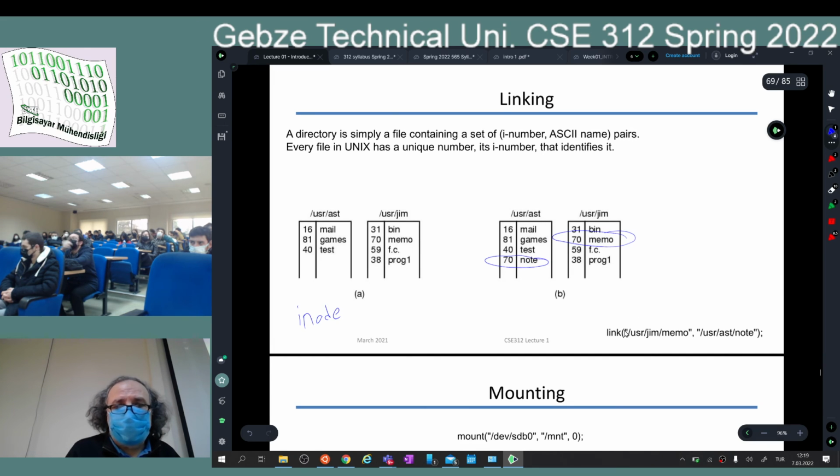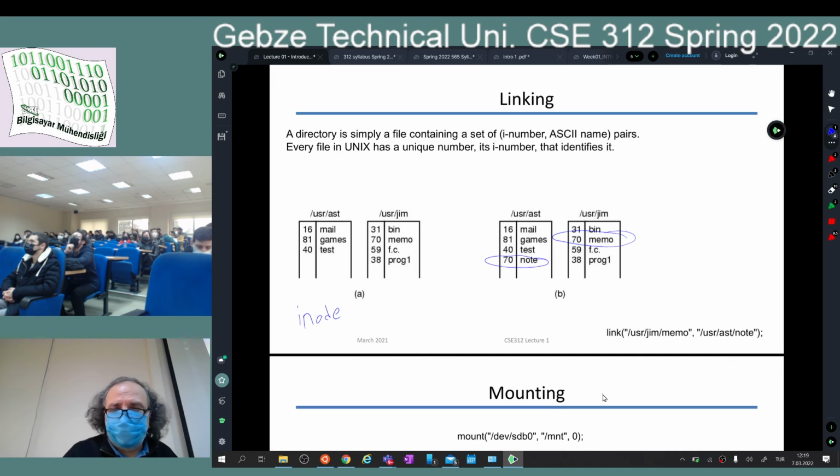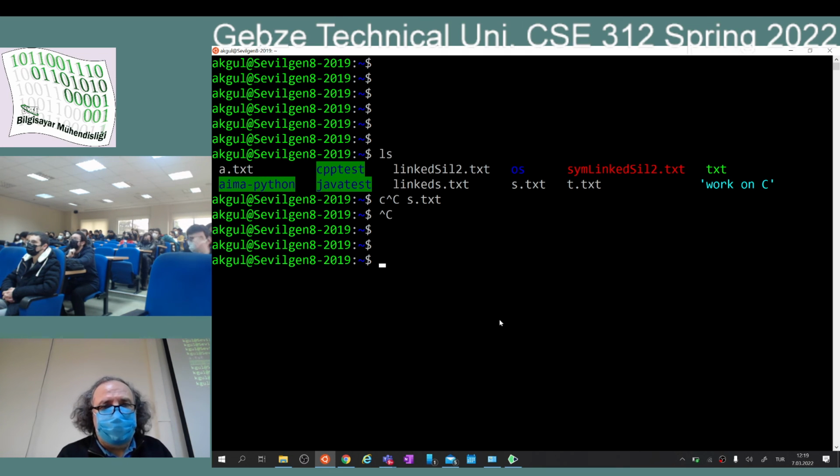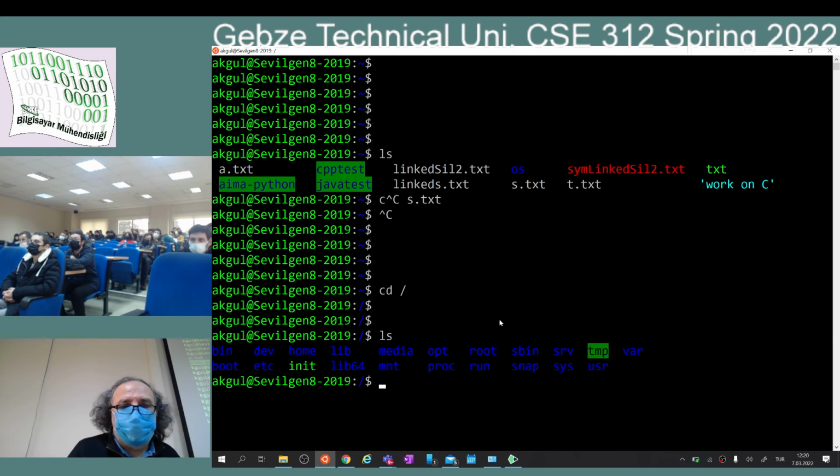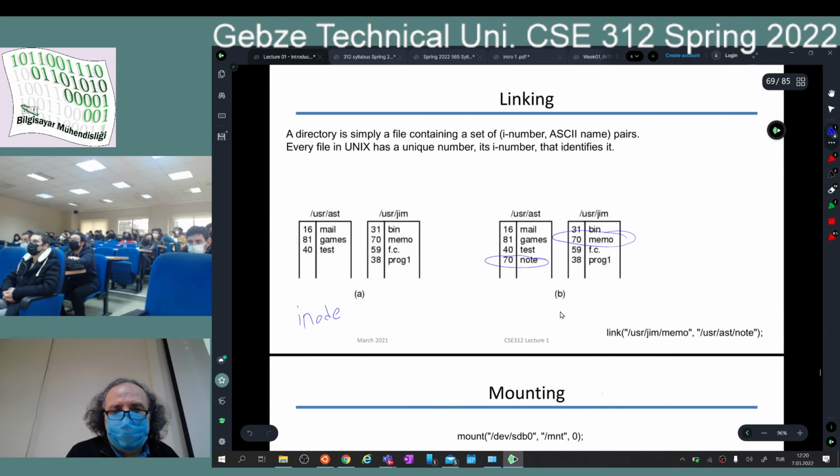Mounting is another Unix specific thing. Remember, for some reason my screen froze up. For example, there is only one root directory in Unix, and everything has to be connected to this one. But what happens if I have more than one hard disk? How am I going to connect it to this structure? So you do the mounting. Okay, you say that... this still doesn't work.